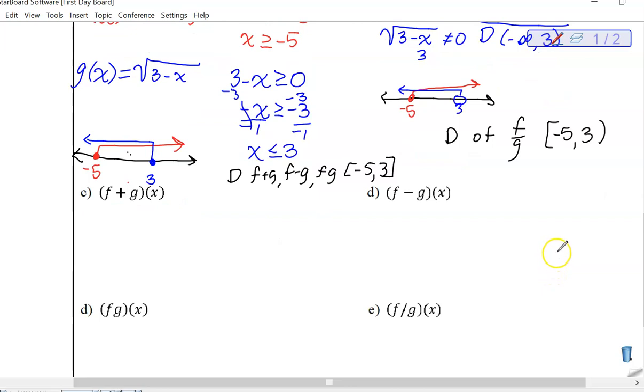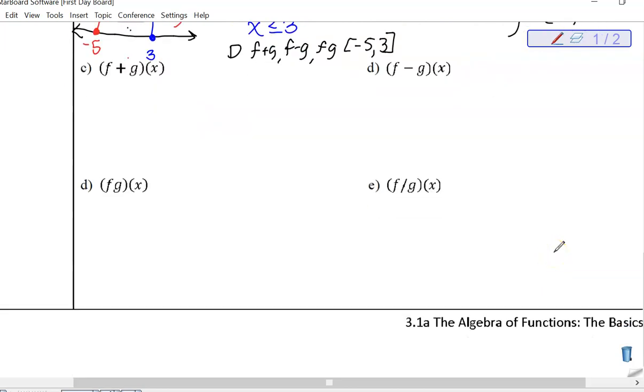All right, so now that we've identified the domains, we should be able to very quickly add, subtract, multiply and divide these functions. So if you're okay, I'm not going to color code anymore. Are we good? So f plus g of x in alternate terms means f of x plus g of x. And we're just adding their y's for the domain negative 5 to 3 closed. So those are the only x's we're allowed. We're going to add the y's that belong to those x's. So that would be the square root of x plus 5 plus the square root of 3 minus x.